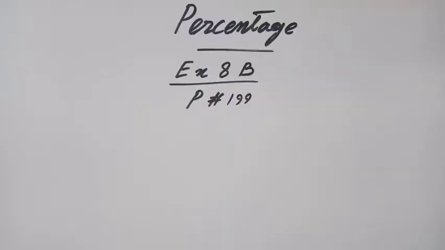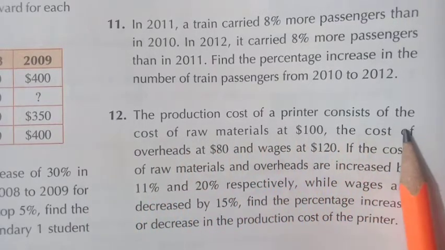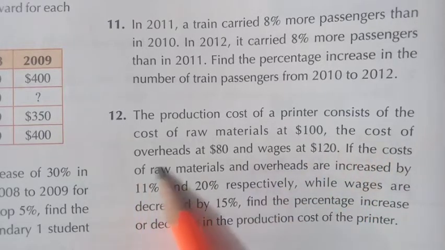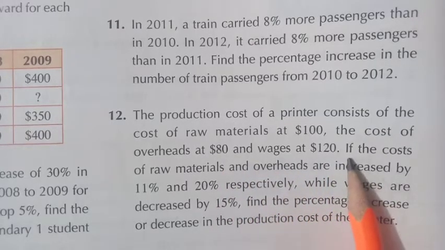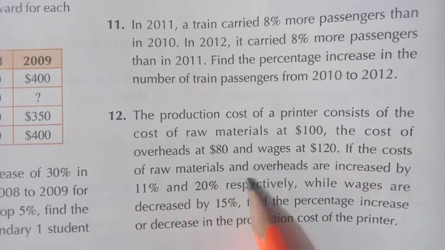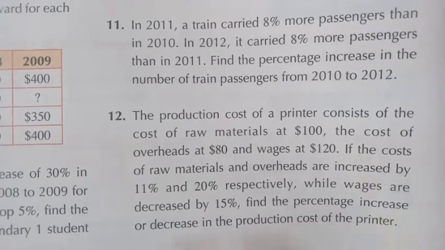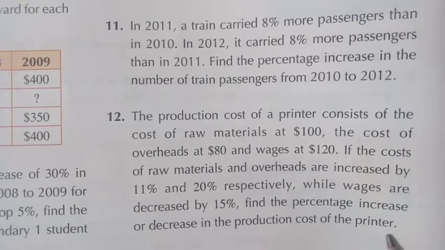Chapter number 8, exercise 8b, page number 199. Question number 12. The production cost of a printer consists of the cost of raw materials at $100, the cost of overheads at $80, and the wages at $120. If the costs of raw materials and overheads are increased by 11% and 20% respectively, while wages are decreased by 15%, find the percentage increase or decrease in the production cost of the printer.